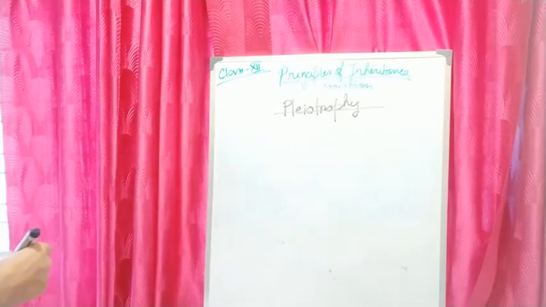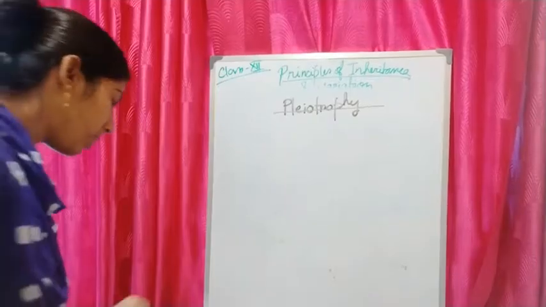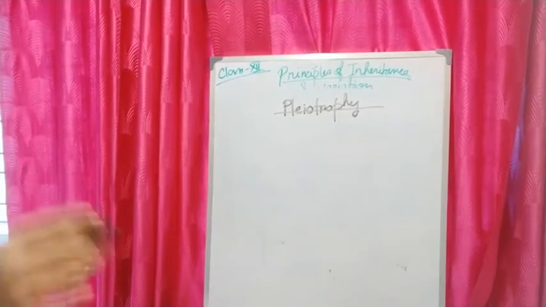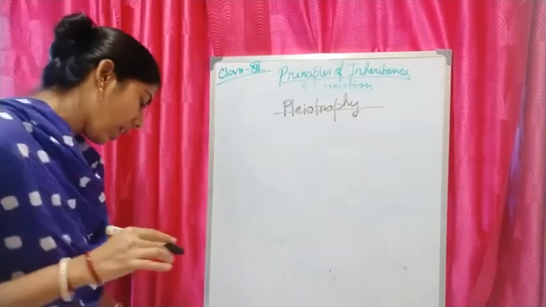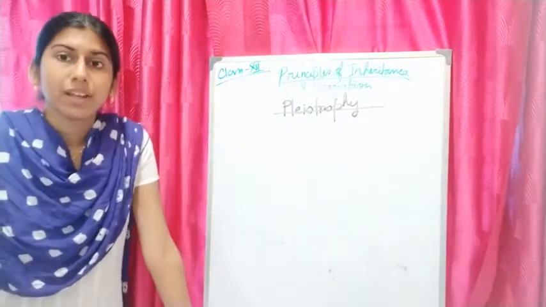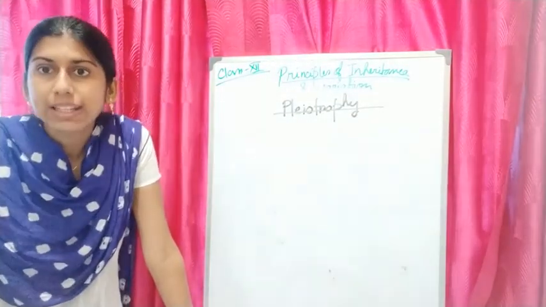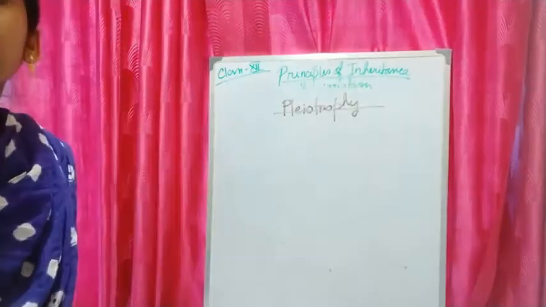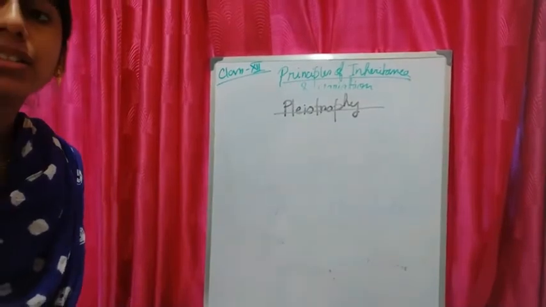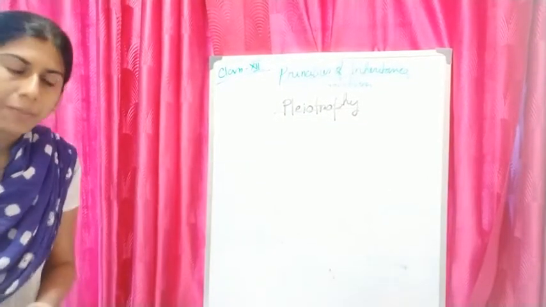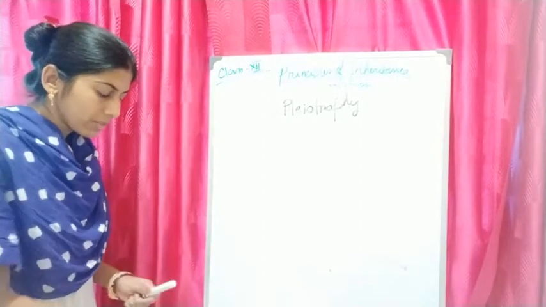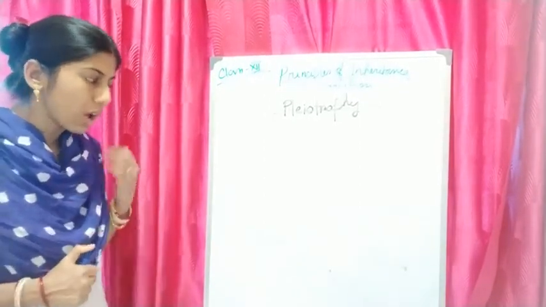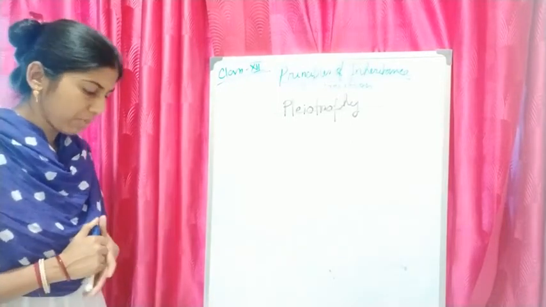So pleiotropy is the phenomenon in which one gene has the ability to have more than one phenotypic effect. Pleiotropy means when one gene has the ability to have more than one phenotypic effect, it is considered as pleiotropy. I am repeating, pleiotropy is the phenomenon in which one gene has the ability to have more than one phenotypic effect.